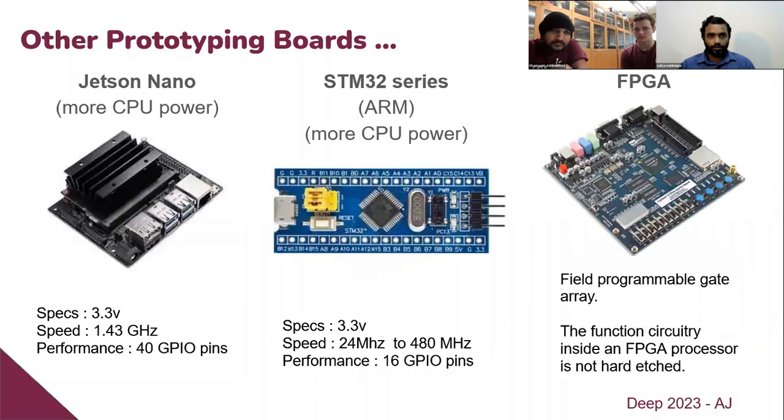Next, there's another one called Jetson Nano, that's more expensive. Usually used for image processing things like face detection, number plate detection. There is another ARM series, also low power devices, and these boards are a little inexpensive and have a lot of computational power.